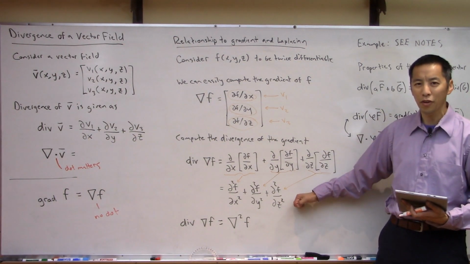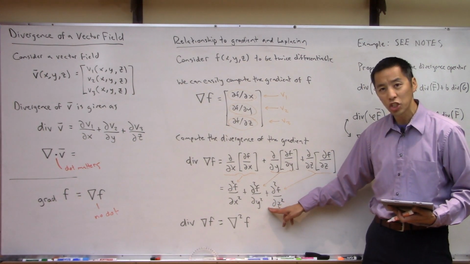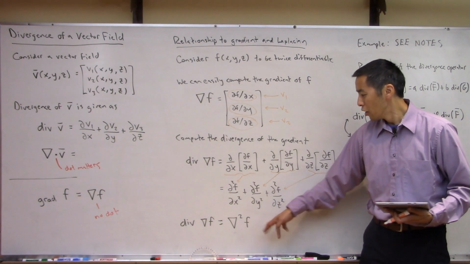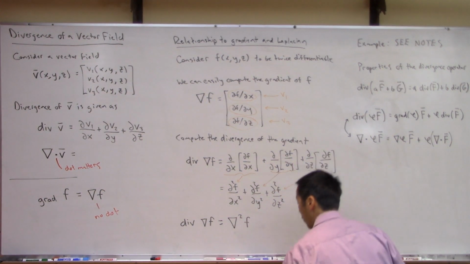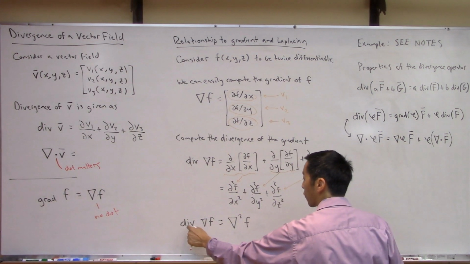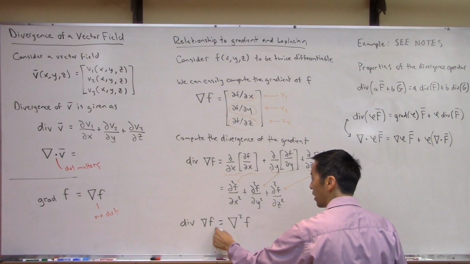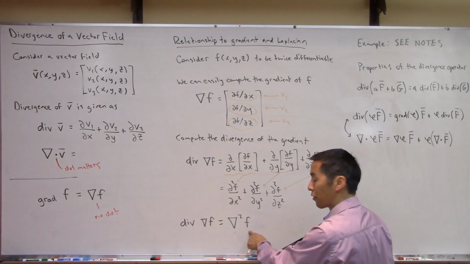Does this look familiar from about 3 minutes ago? This is actually the Laplacian of f. So what's fascinating about this is that we end up with the result that for pretty much any twice differentiable scalar function, the divergence of the gradient of the function is equal to the Laplacian of that function.